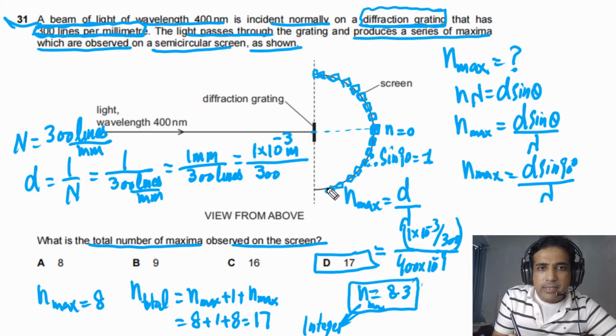6 and we will have 7 and 8 maxima. So we will have a total of 17 maxima. So the answer for this question is 17.